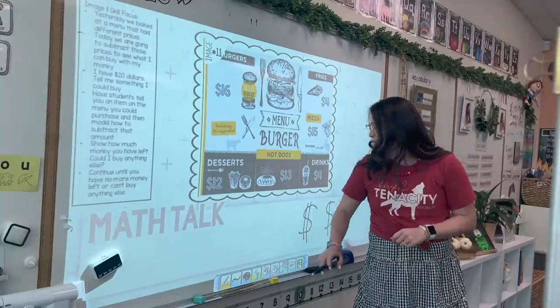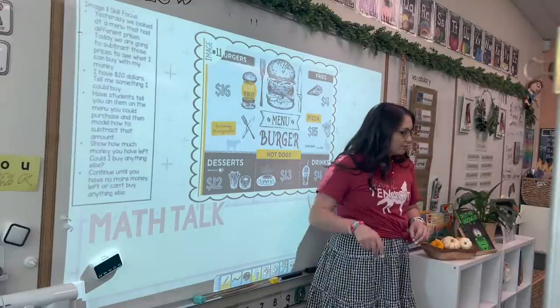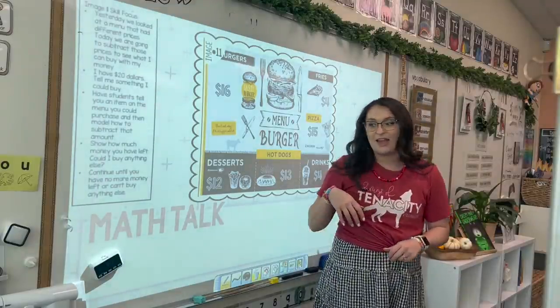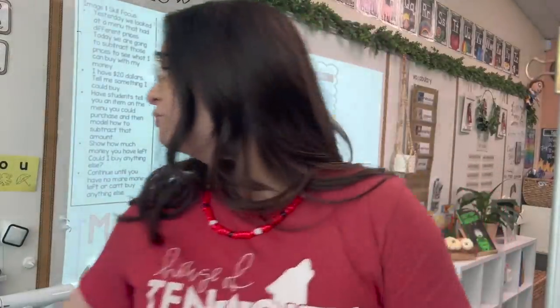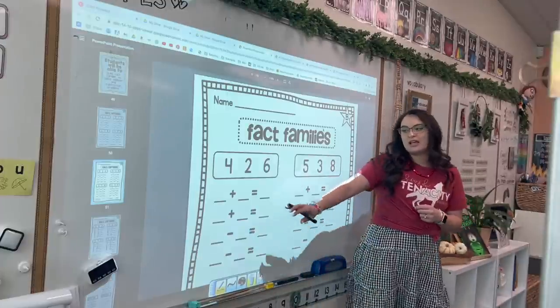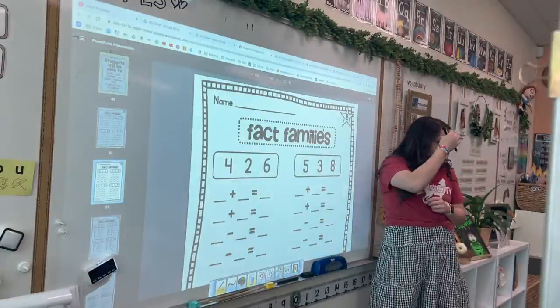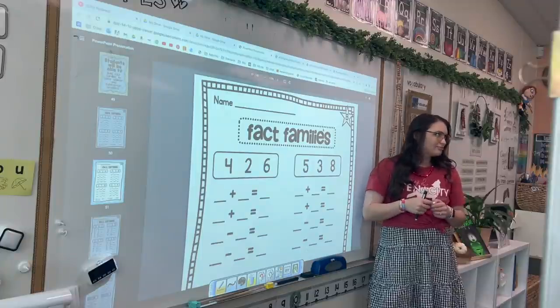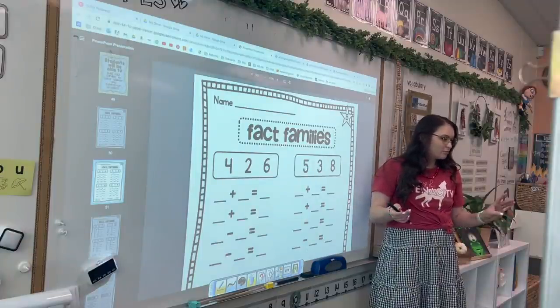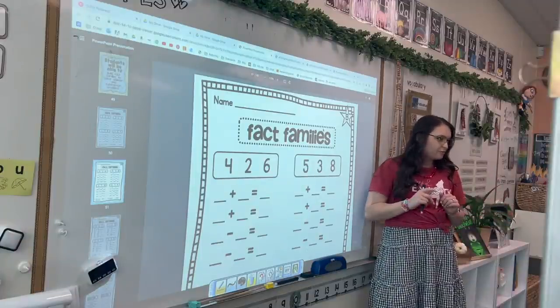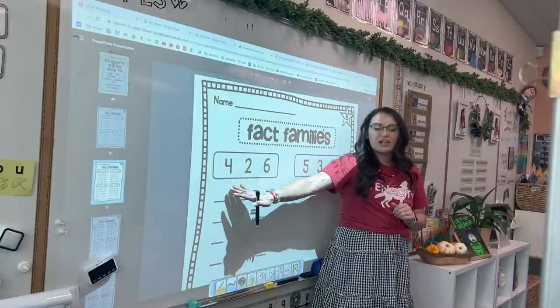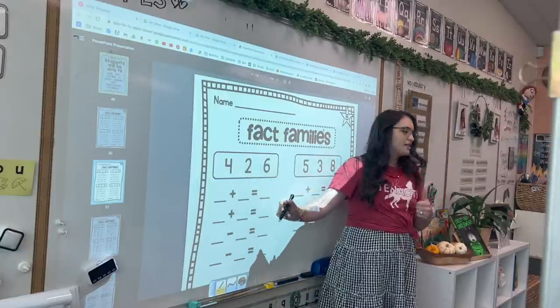Okay, time for our fact families. That's expensive, huh? Six. My first sentence is addition or subtraction. So I need to start with the what? Small numbers. I need to start with the what? Small numbers. A number plus a number equals a number. What can I say? Thumbs up by your heart.